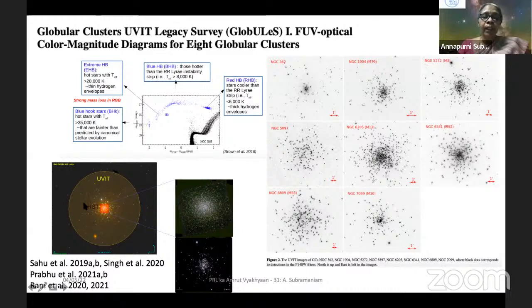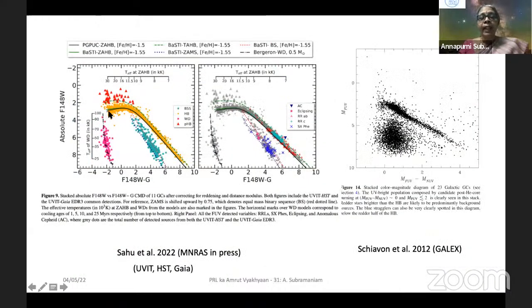And you can see that UVIT has observed the outer regions, while HST has observed only the central region. This has helped us combine the HST and UVIT data to produce a combined color-magnitude diagram, and this is the combined one for the 11 clusters. You can see clearly the horizontal branch, the post-HB stars, the blue straggler stars, and the white dwarfs. Now, we also detect a lot of variable stars.